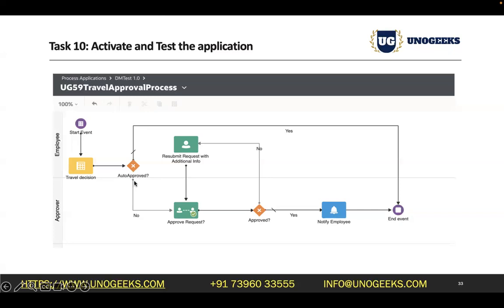And if it is not auto approved, then we send it to a requester. So earlier we were sending a request directly to the approver. Now we call a decision model to see if approval is required or not, and only if approval is required, we send it to the approver. This is how it is going to look.